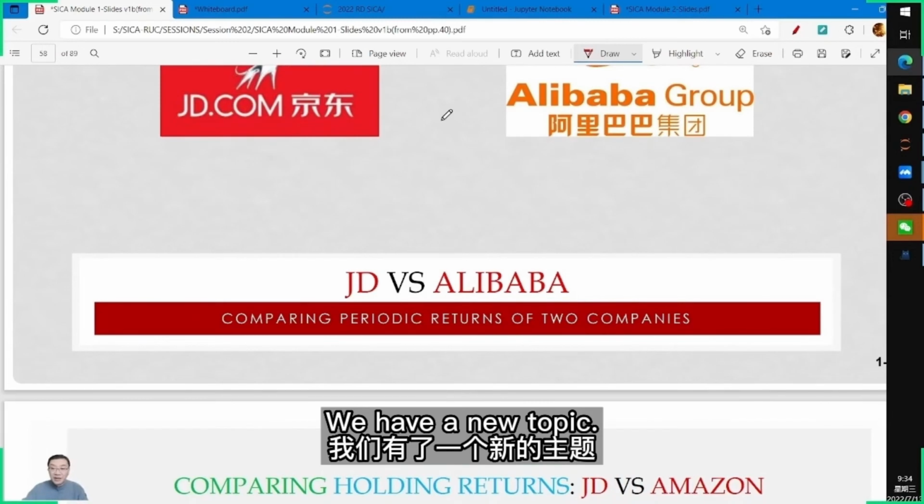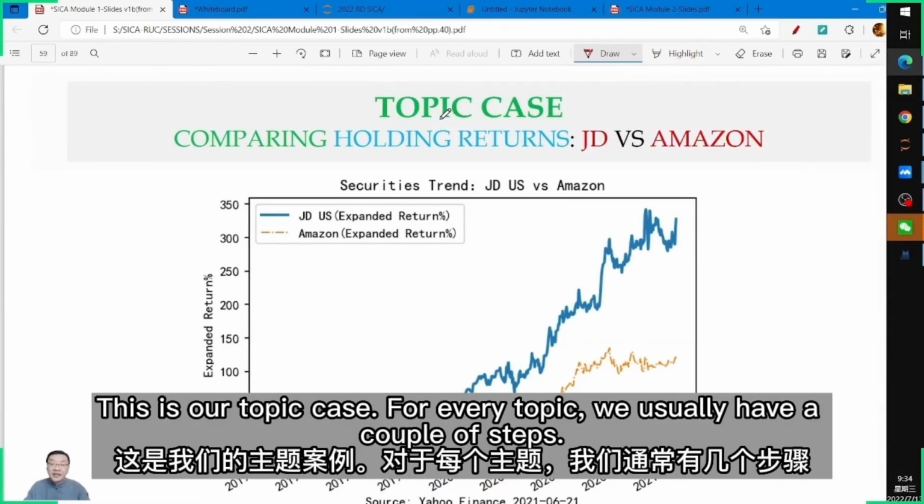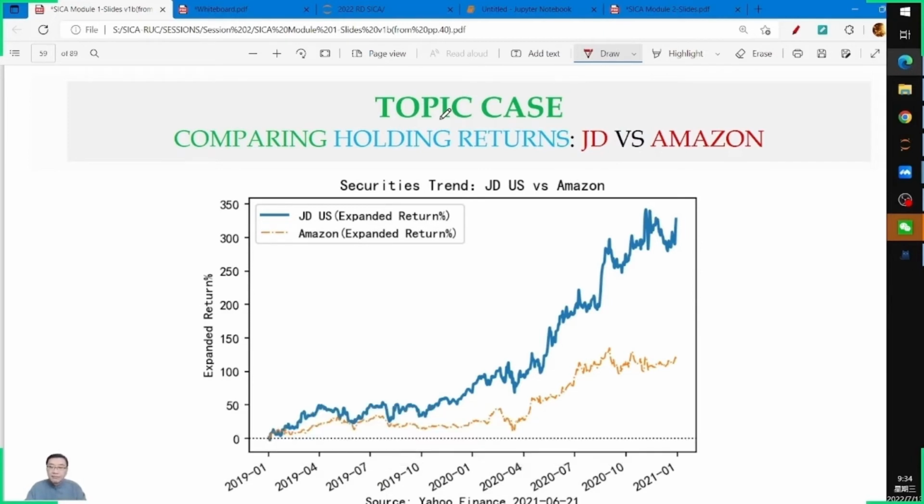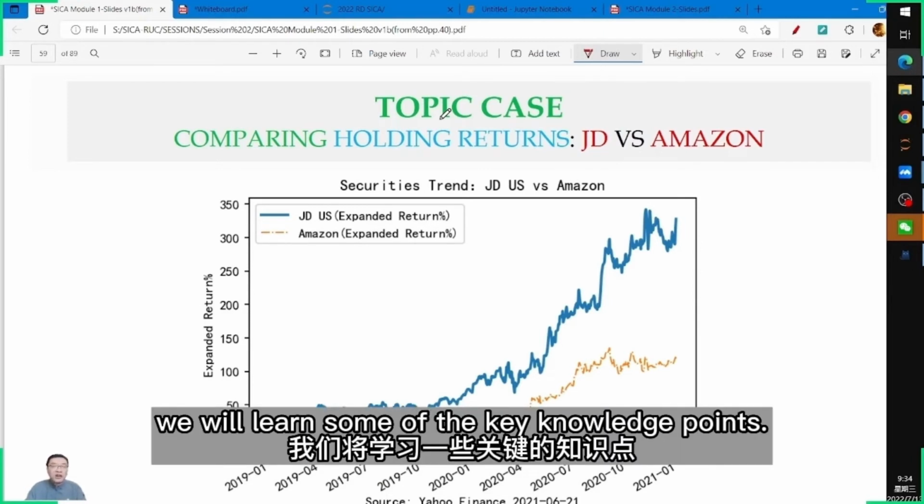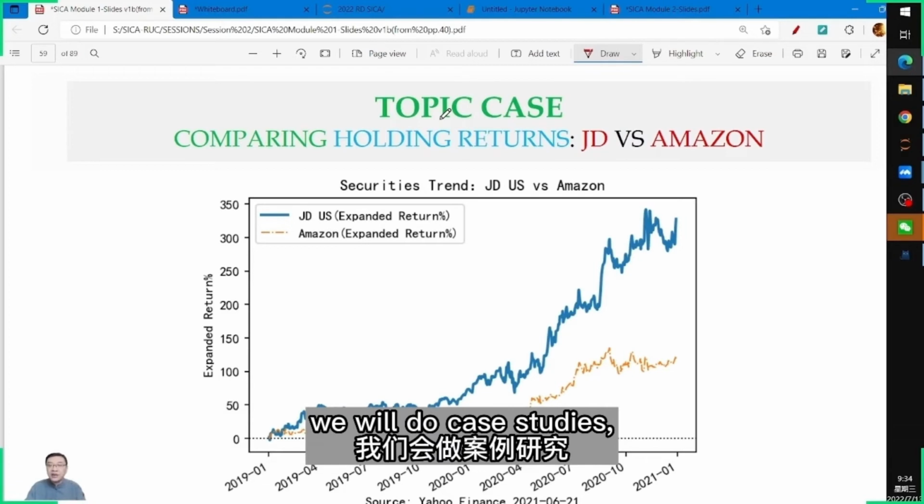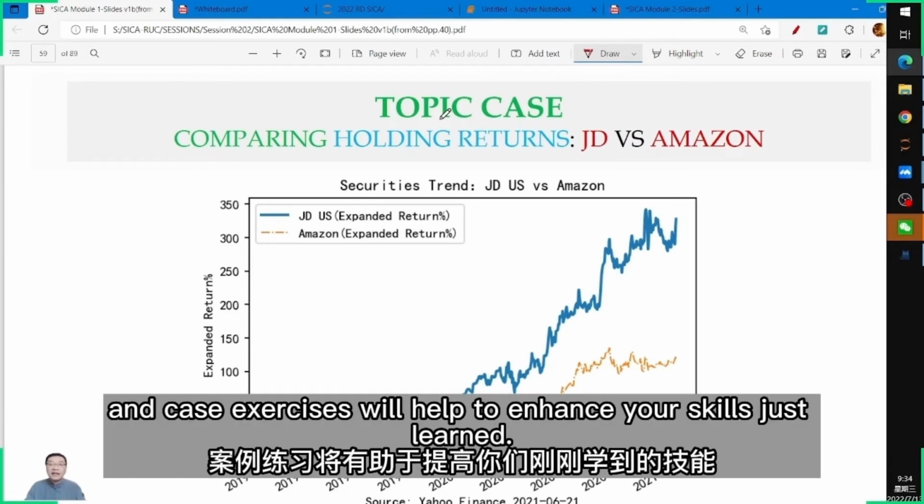We have a new topic. This is our topic case. For every topic, we usually have a couple of steps. First, we will provide a topic case. From this topic case, we will learn some of the key knowledge points. And after we have understood the knowledge points, we will do case studies, case exercises. And case exercises will help to enhance the skills you just learned.